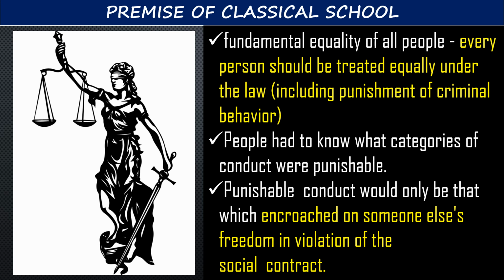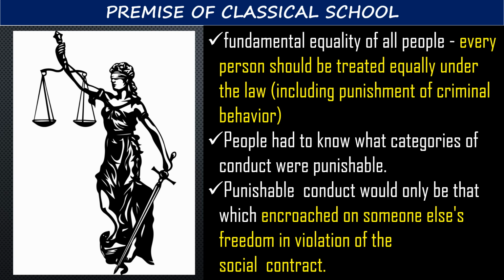That's why Jeremy Bentham, and particularly Cesare Beccaria, were saying that the laws should not be for the royal people, for the rich, for the wealthy people, but the laws to be legislated should be for all the people, including the punishment of criminals. So the harshness of punishment should not be only for the poor people, but even the middle class and the upper class people should be dealt with. So we have now what you call the equal protection of the law clause that we have today. So people had to know what categories of conduct were punishable.